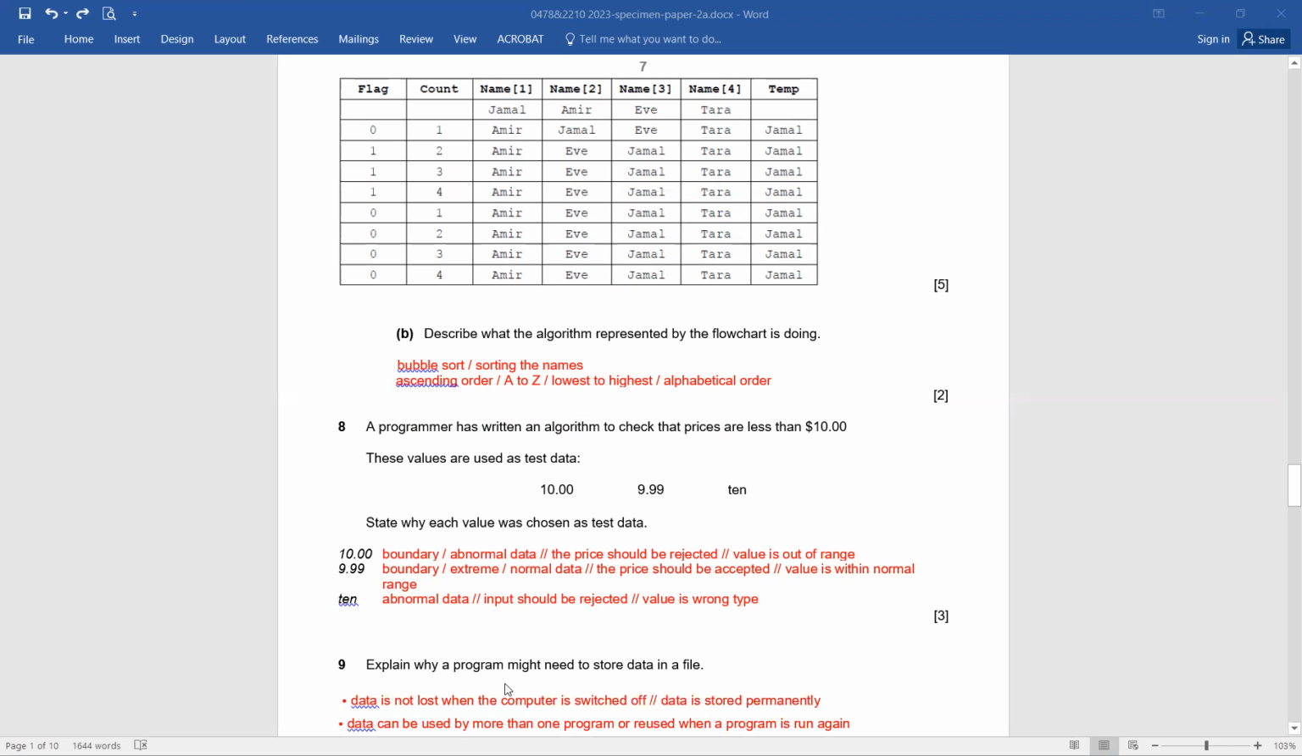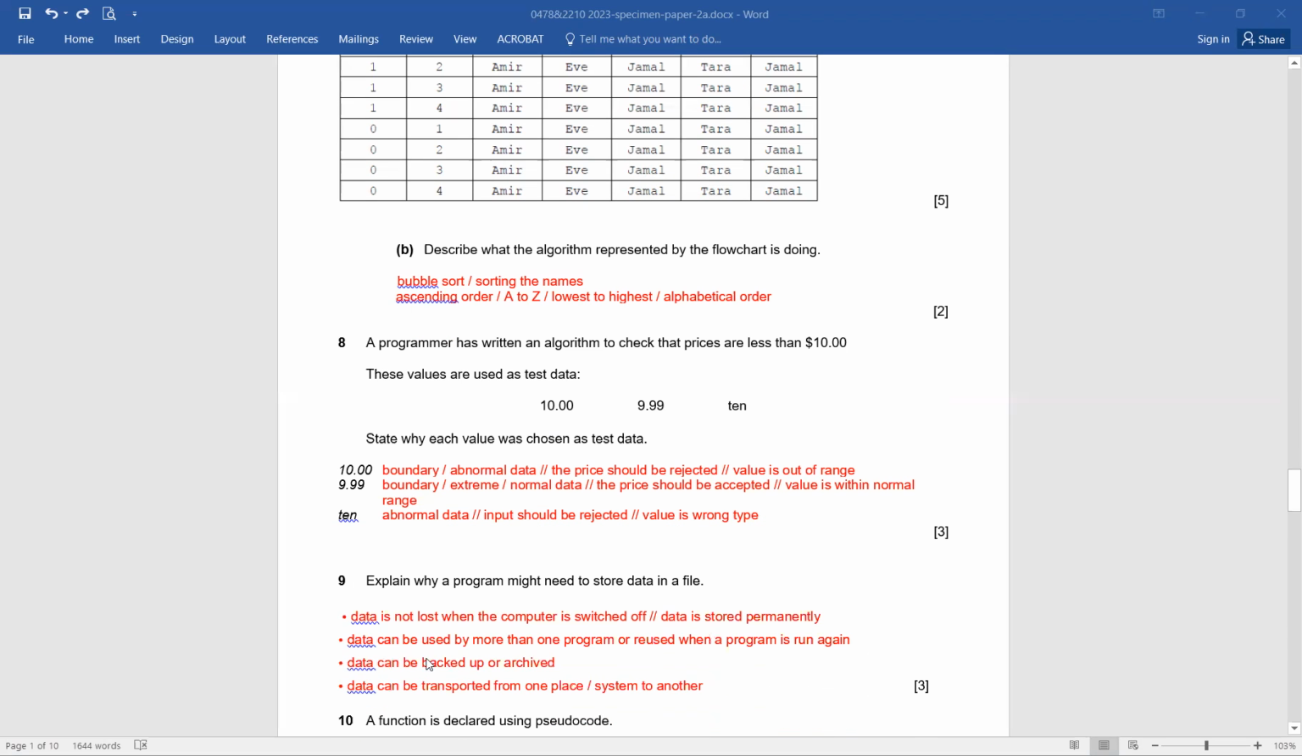Explain why a program might need to store data in a file. Why is storage necessary? A 3-mark question means that you can write down any of the 3 valid points. Why do we save the file? I mean, this is what we all know. You save your files, I save my files. Whenever I'm working, I need to store the files. So what is the reason? Data is not lost when the computer is switched off. Most important thing is I want to keep my data safe.